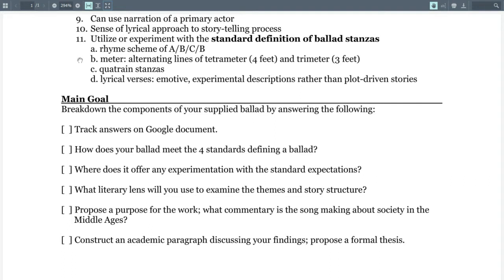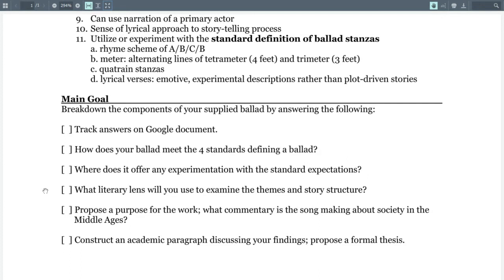So for example, if you look at your stanzas and each stanza has a different line count, you would say when responding to item C that the stanzas do not follow the expectation of a ballad. However, they do have 6, 7, 5, 6 in their count. Okay.